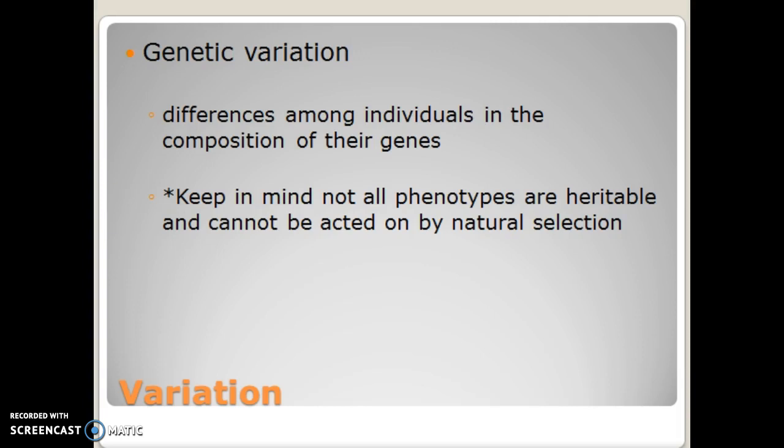So, to put a definition to genetic variation, right on your screen there: differences among individuals in the composition of their genes. So what genes do they have? What version of an allele do they have? That sort of thing. One thing to keep in mind is that not all phenotypes are heritable, and therefore if they're not heritable, natural selection cannot act on those. Think about what we talked about with Lamarck back in chapter 22.